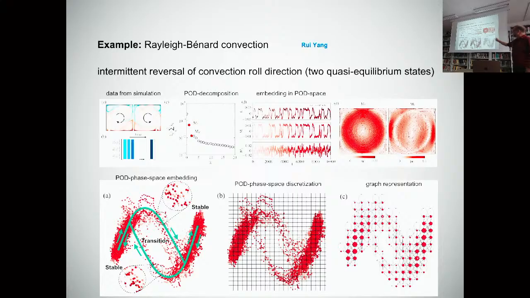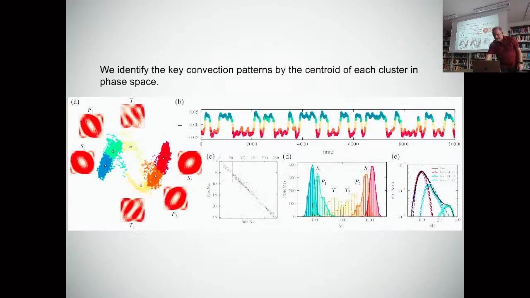This is the Rayleigh-Bénard problem, rolling either this way or that way. Okay, and you also see this is going through exactly the same thing. We first identify two clusters and the transition clusters between them. Okay? Then we hypercube it. Then we turn it into a graph representation. Then we cluster it. And in that case, we end up with 6 clusters.